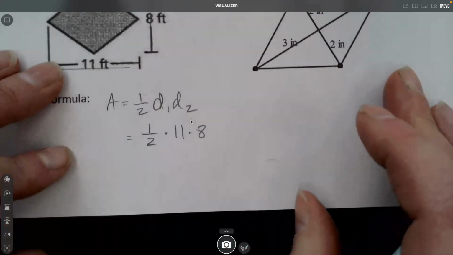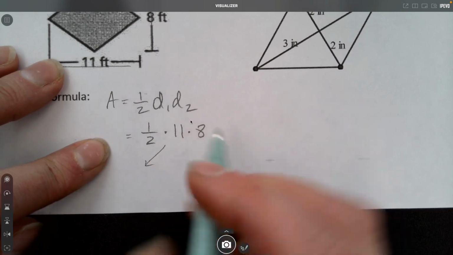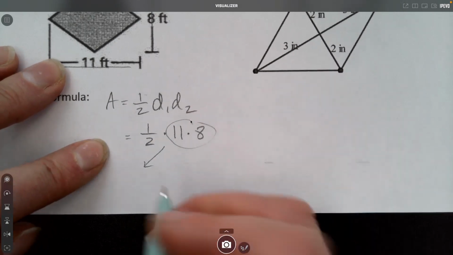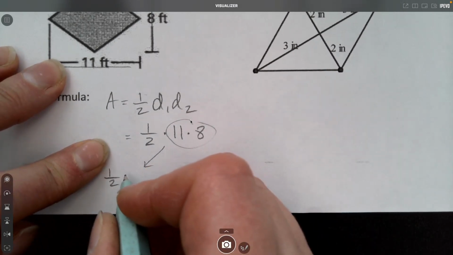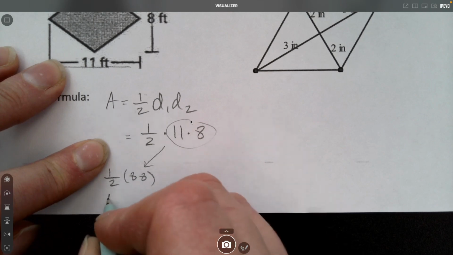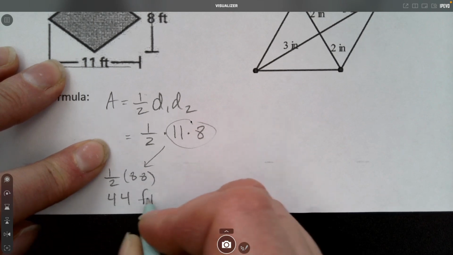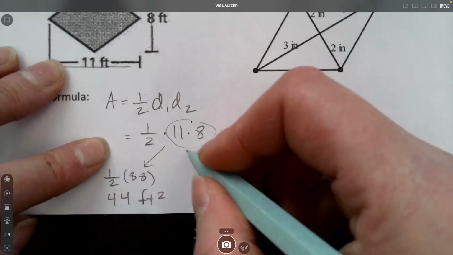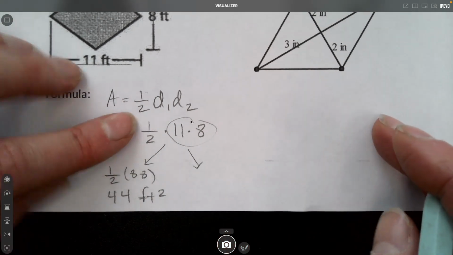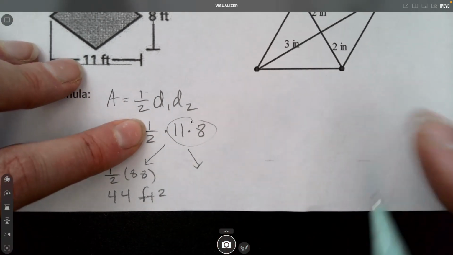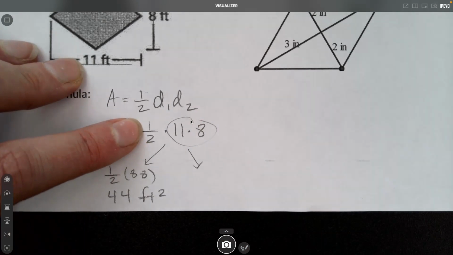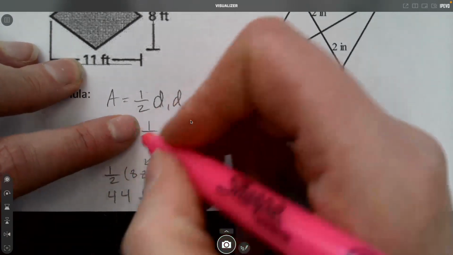So there's different ways I could handle this. One way is to just say, well, I could multiply these, and half of 88 is 44, and feet times feet is going to be feet squared. The other way is I could say, well, I can multiply in any order I want. What if I multiply the 1/2 times the 8 first?